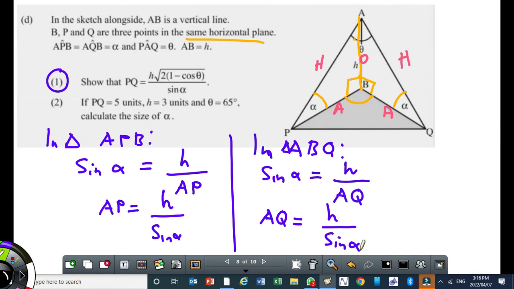What's the objective? To calculate the length of PQ. I can't use triangle BPQ because I have a problem with this angle. If I knew that angle, then I would calculate PB and calculate BQ. Yes?